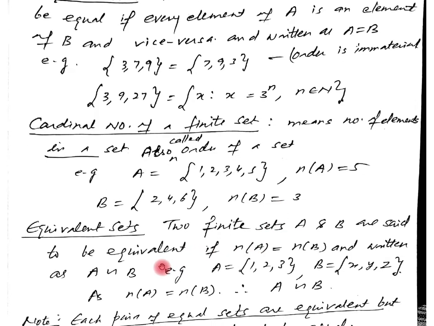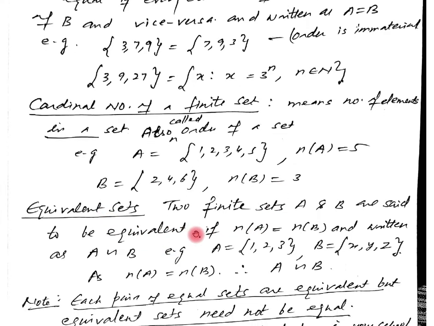Now the word is equivalent set. Two finite sets A and B are said to be equivalent if n(A) = n(B), and written as A ~ B. For example, A has elements 1, 2, 3, and B is the set having elements x, y, z. As n(A) = n(B), these are equivalent sets. These are not equal because the elements are not the same, only the number is the same. So these two sets are equivalent sets and will be written as A ~ B. This is the sign for equivalent.